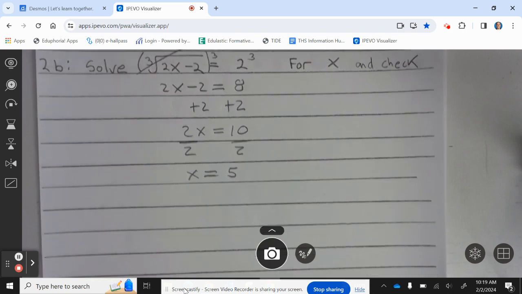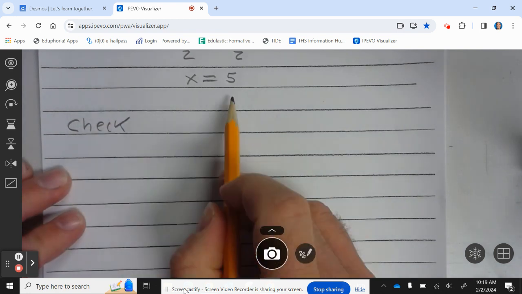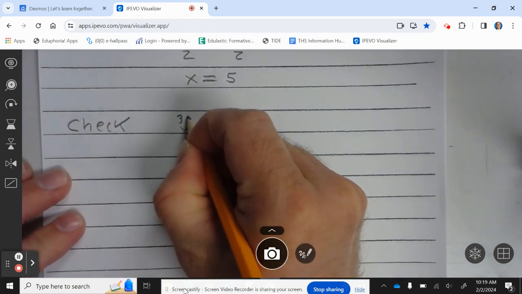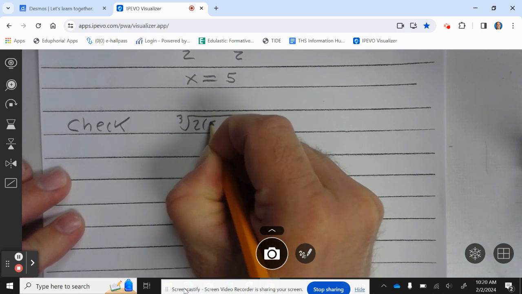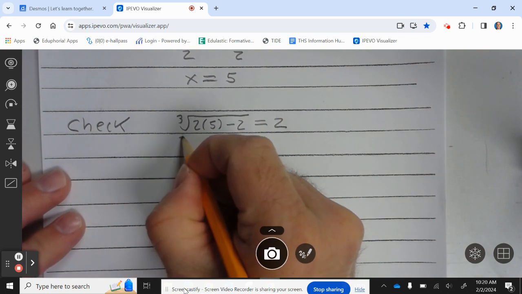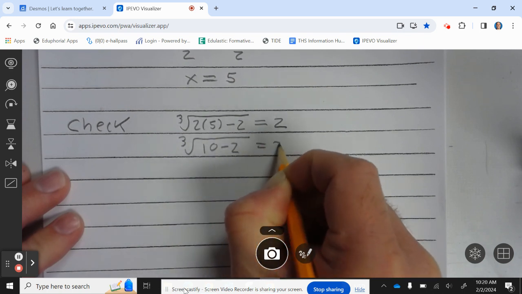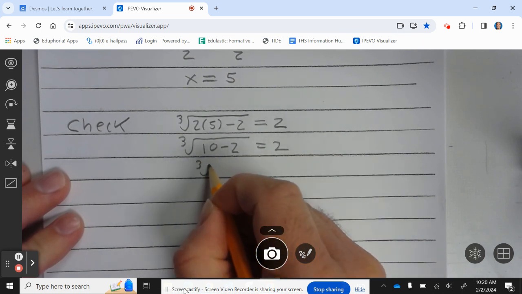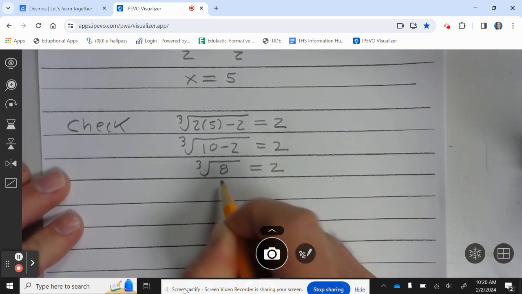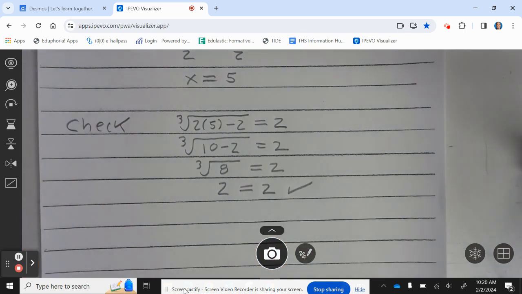All right, let's go ahead and check. So we're going to plug 5 back into the original equation, so that's the cube root of 2 times 5 minus 2 equals 2. So then that's the cube root of 10 minus 2 equals 2. 10 minus 2 is 8. So the cube root of 8 is 2. 2 equals 2, so that checks. So x equals 5 is a valid solution. Let's take a look at the next.